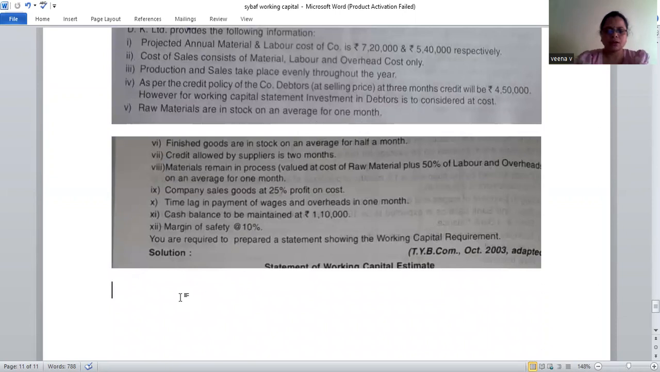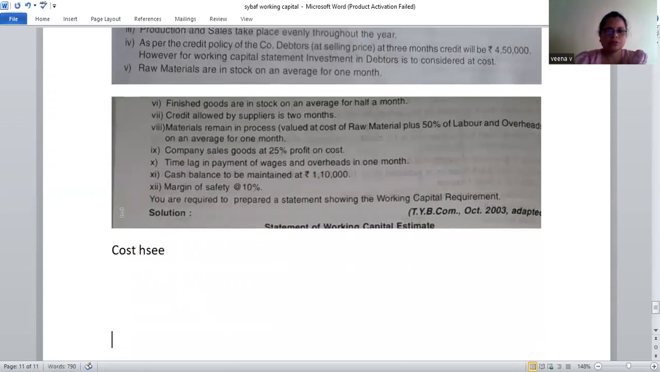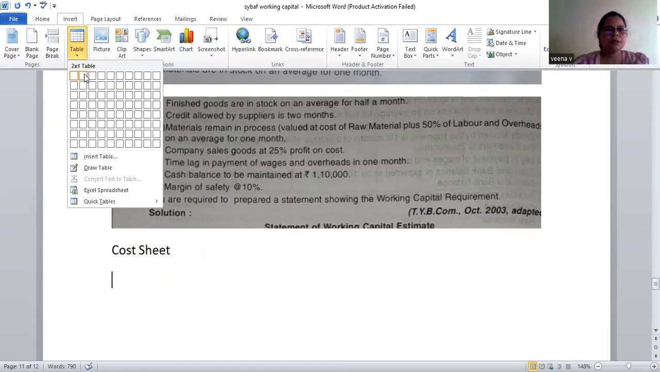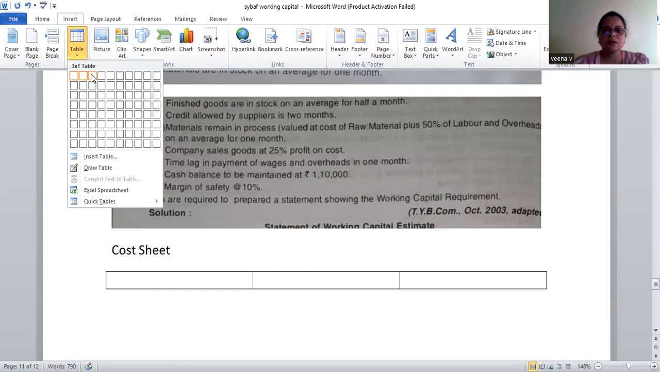So here we are going to start the cost sheet annually. As the figures are given per year, we have to prepare a cost sheet annually, as well as the information is given in the month. So we can make the cost sheet in two ways, that is per month and per year. So let us do that. So first column will be particulars, then monthly figure and yearly figure.